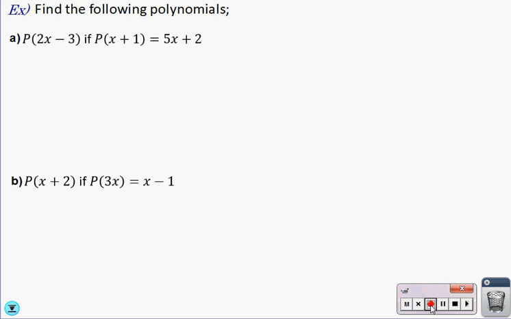How can I change this question? What was that? Find P, okay, let's go. Right now I am writing the question for the exam. Find P of 3x minus 1 if P of x plus 1 equals, let's say, 4x minus 2.